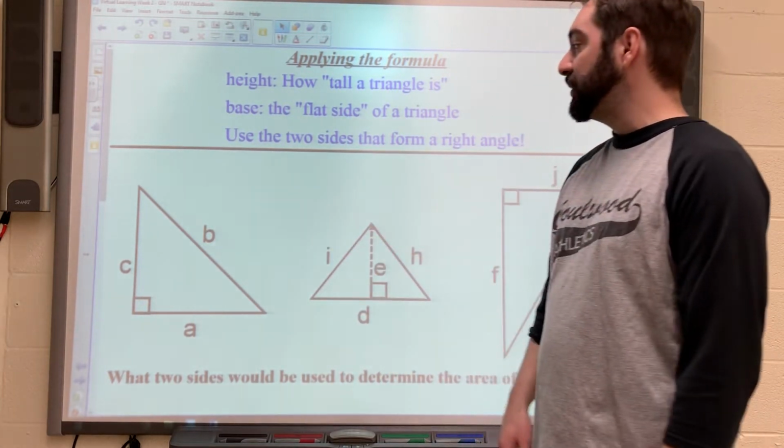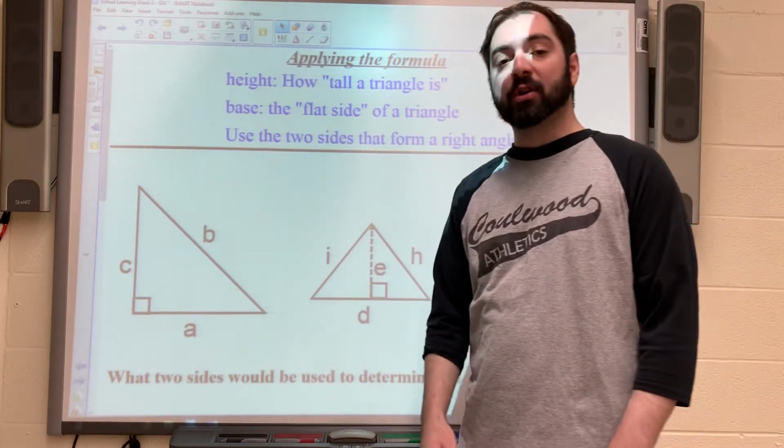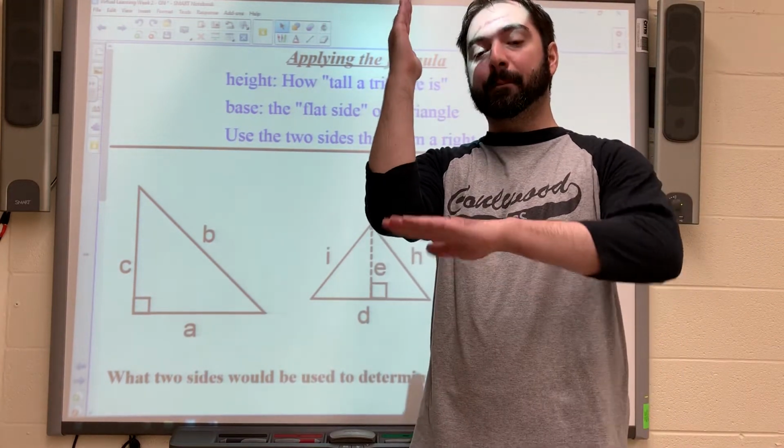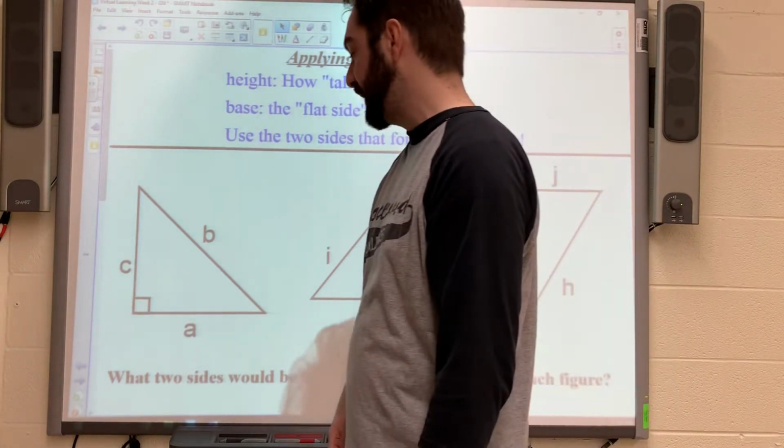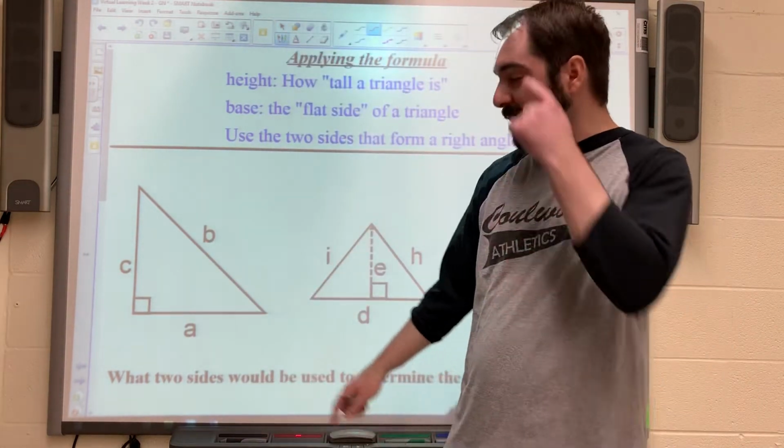The two sides that form the right angle, again, are the two sides that you're going to want. So we want the base of the triangle and the height of the triangle. Those two values is what we will use. So up here, what two sides would I use for this triangle?